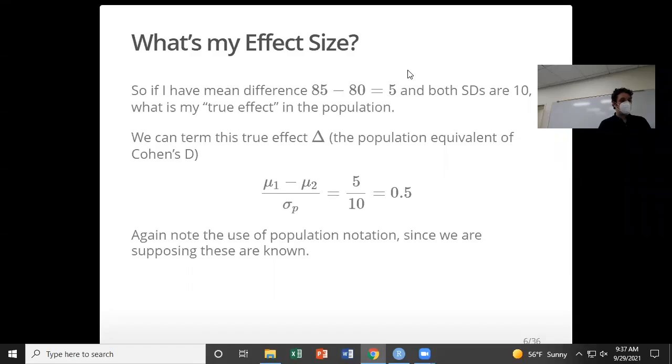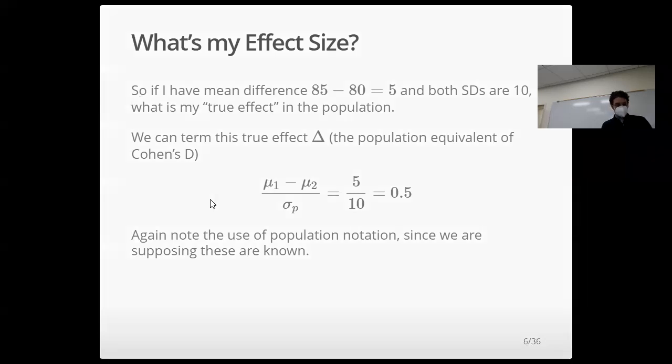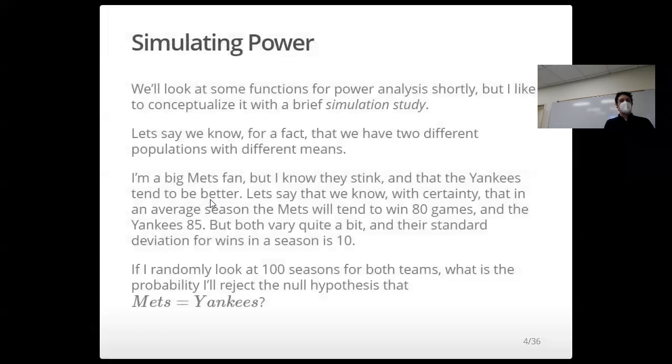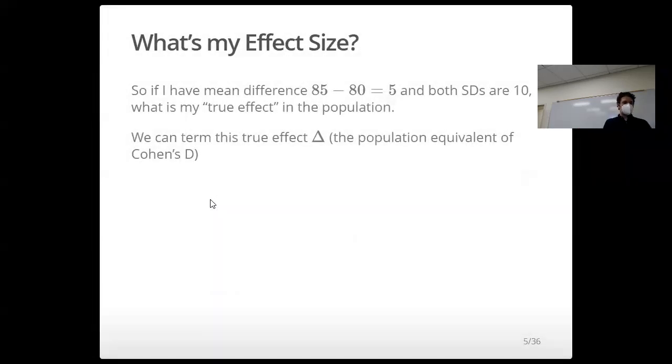Okay, well, we're starting a little late on the recording, but just to quickly summarize what we're doing, we're talking about power. We're doing a simulation study where we are looking at the difference between two baseball teams, the Mets and Yankees, assuming we know their population parameters for number of wins in the season and the variability. So we're saying 85 for the Yankees, 80 for the Mets, standard deviation of 10. So we're simulating a Cohen's d of 0.5 essentially.